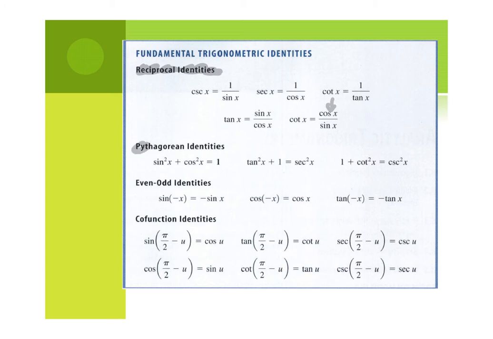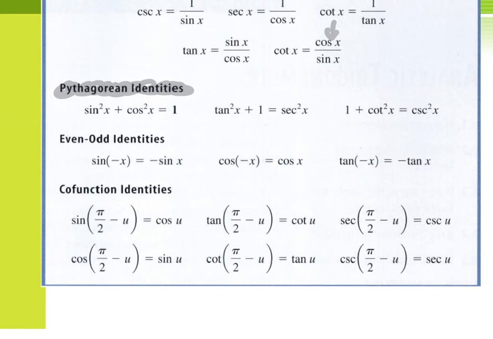The Pythagorean identities we have not done yet this year, but hopefully you remember them from last year. They are sine squared plus cosine squared equals 1, tangent squared plus 1 equals secant squared, and 1 plus cotangent squared equals cosecant squared. Again, you'll use parts of those to get replaced with another part. So if I saw sine squared plus cosine squared, I could replace it with 1. If you saw something like 1 minus cosine squared, you could replace it with sine squared.